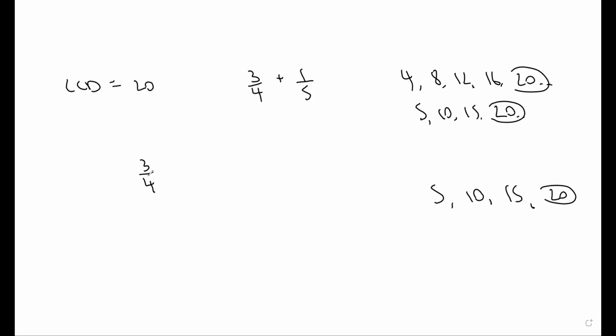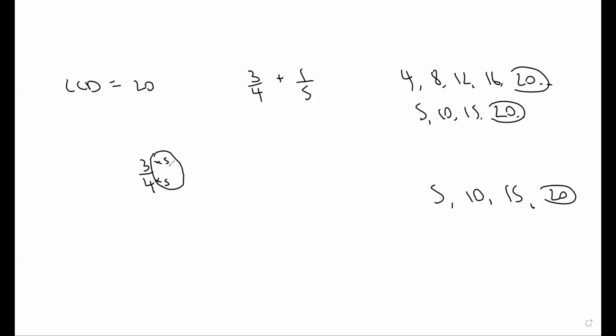So in this case, what should I multiply this fraction by? What should I multiply on the top and the bottom? 5 to make 20. Exactly. So multiply by 5, multiply by 5, and it always has to be the exact same number that you're multiplying on the top and the bottom.